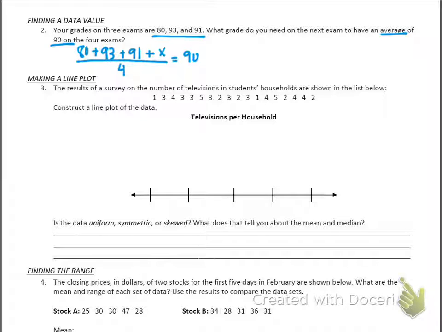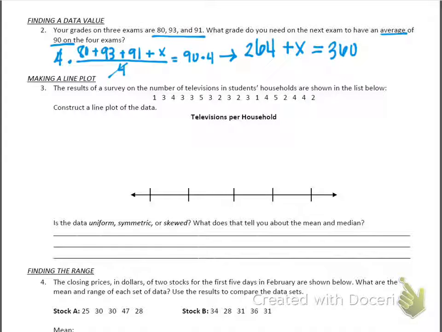Or a quiz. Okay, so we need to solve for X, but that divide by 4 is getting in my way. How do I undo that? Multiply by 4. And I'm going to add all those other values in the same step. Are you guys okay with that? Okay. So when I add all of those together, I already did it, and I got 264 plus X equals 360.